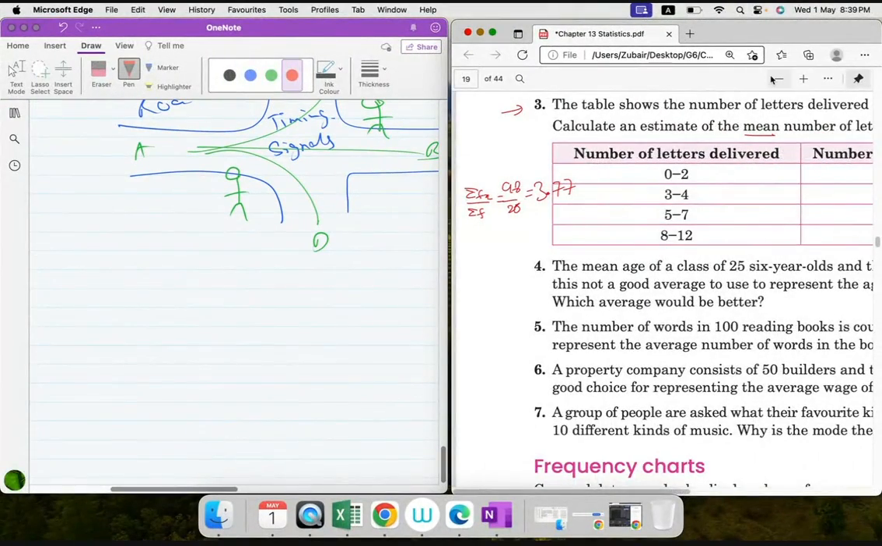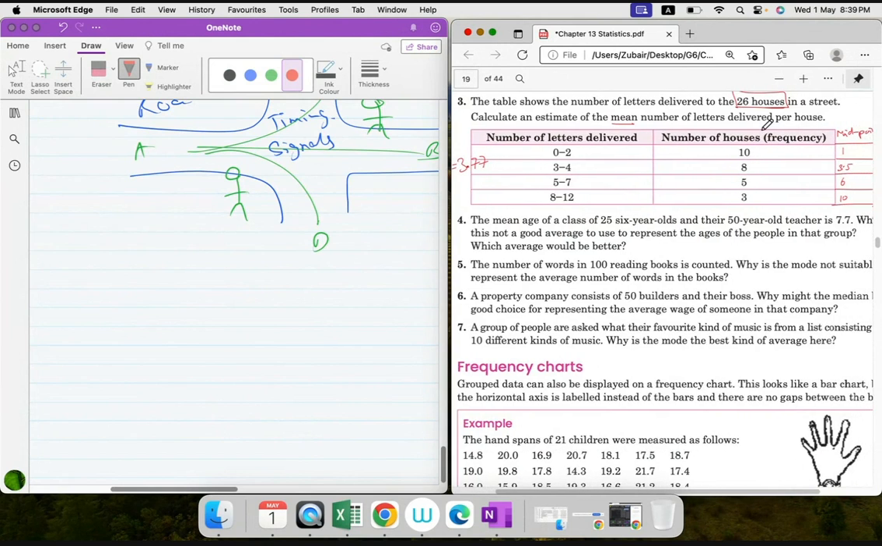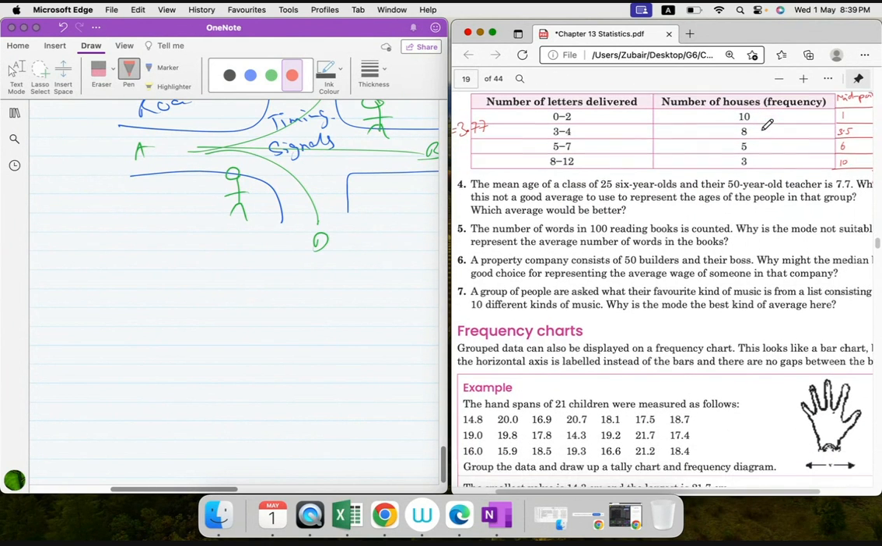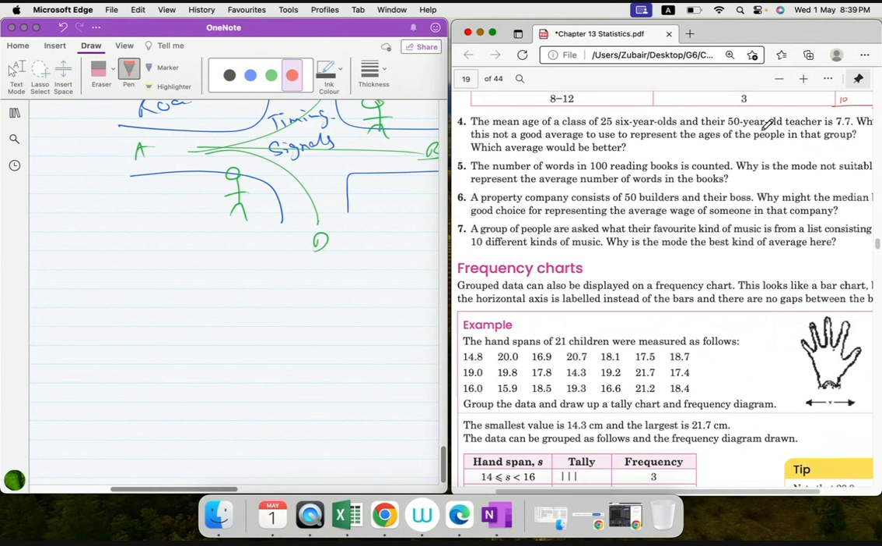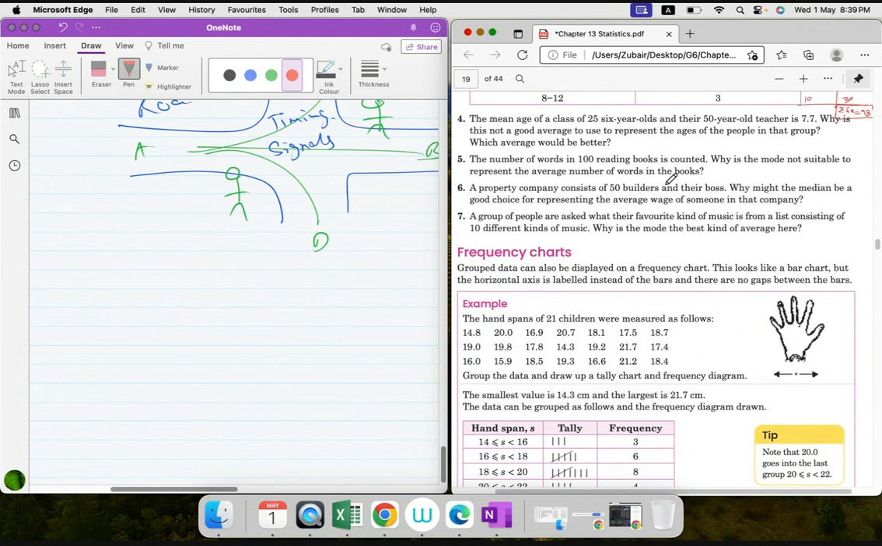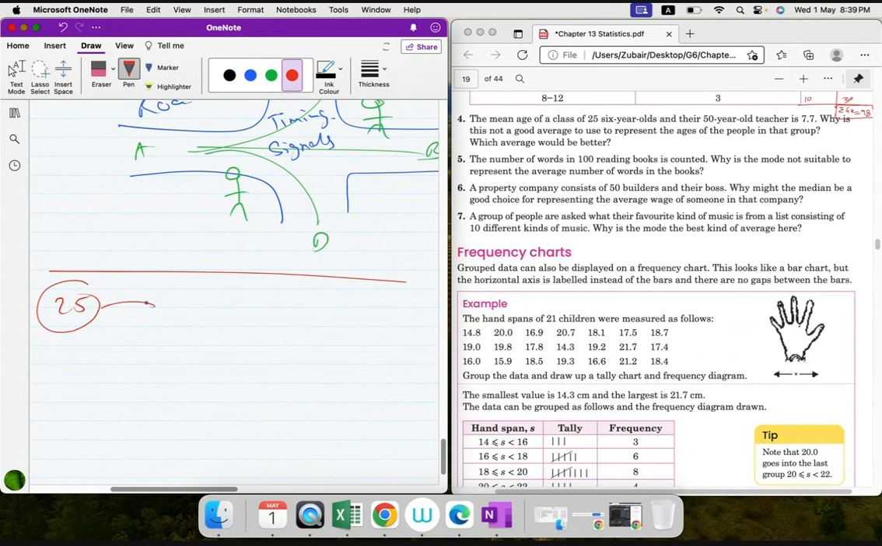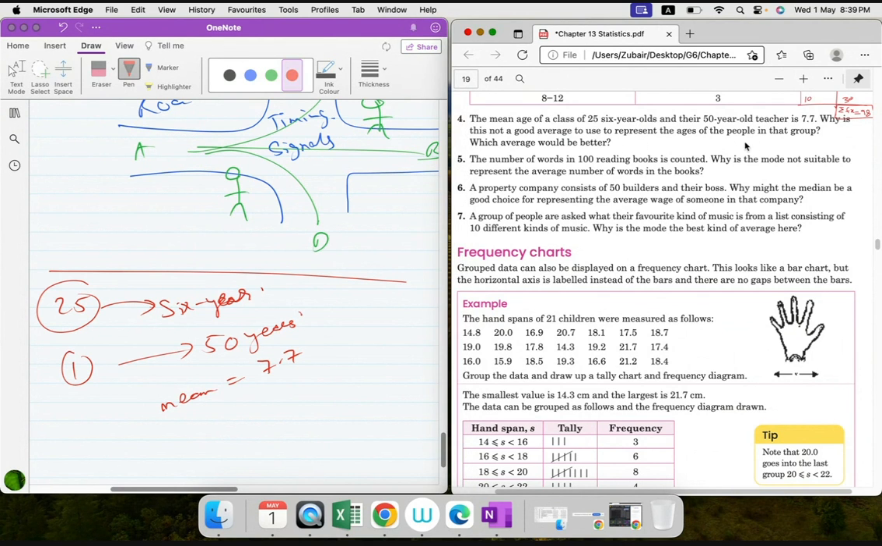Question number 4 says the mean age of a class of 25 6-year-olds and their 50-year-old teacher is 7.7. There are 25 students, 6 years old, and their 50 years old teacher, one teacher that is 50 years, and their mean is 7.7. Why is this not a good average to use to represent the ages of people in that group?